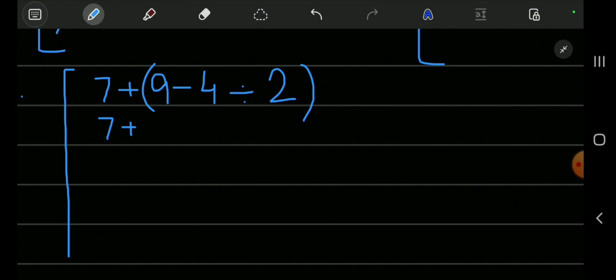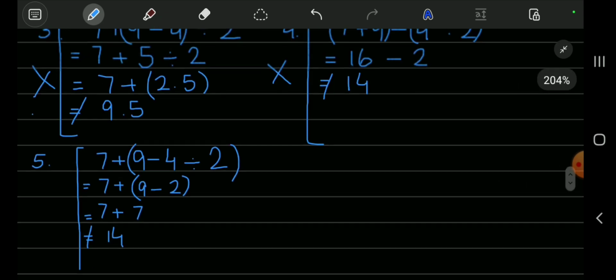Okay, so 4 divided by 2 would be 2. 9 minus 2 would be 7 inside the bracket. See, if you have two operations, you are going to follow the BODMAS rule inside the bracket also. So first you are going to do the bracket, but inside the bracket you have two operations, so still you need the BODMAS rule. So we applied the division first, and then subtraction would be 7 plus 7. Again, this is a 14. That is not correct. So now looking into the one last way of doing it.